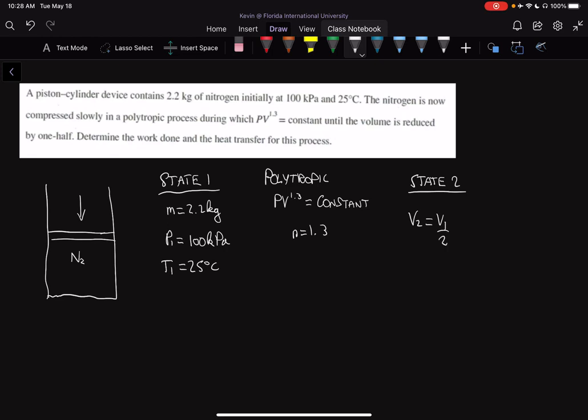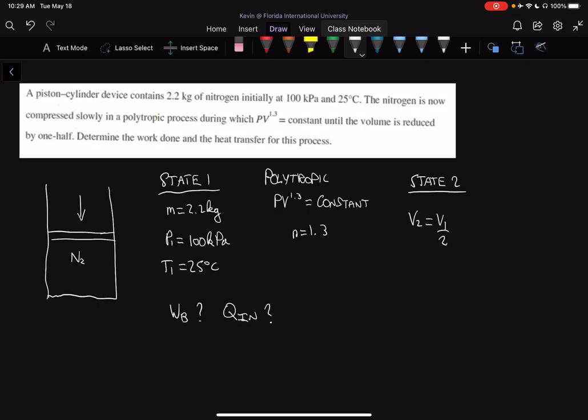Now, we don't really know the volume at 1 yet, so we're going to have to figure it out if we want to find the volume at 2. Okay, so let's look at the system. It says to determine the work done, so we have to determine the work boundary, and we have to determine the heat transfer in the process, which is Q in. Okay, so these are our 2 things we have to find. So we can go either way. We can start by finding Q in, or writing the equation for Q in and then finding all the terms, or we can do it the other way where we find work first and then find heat transfer.